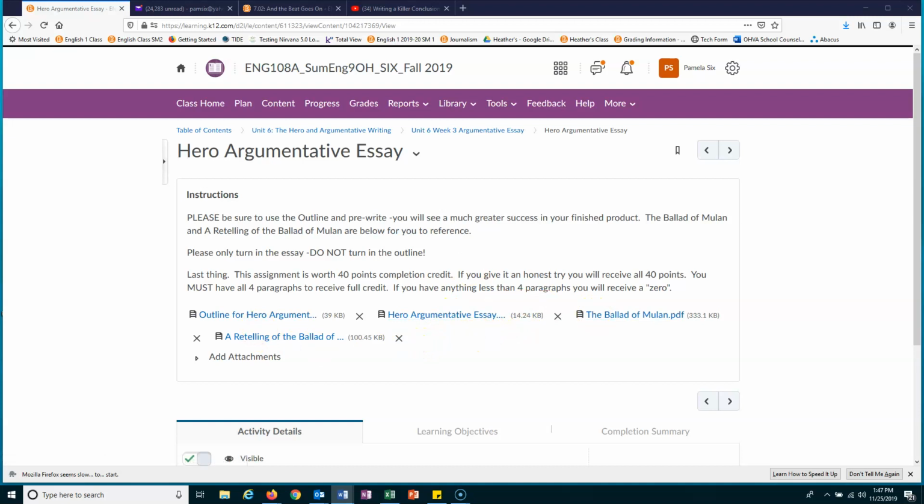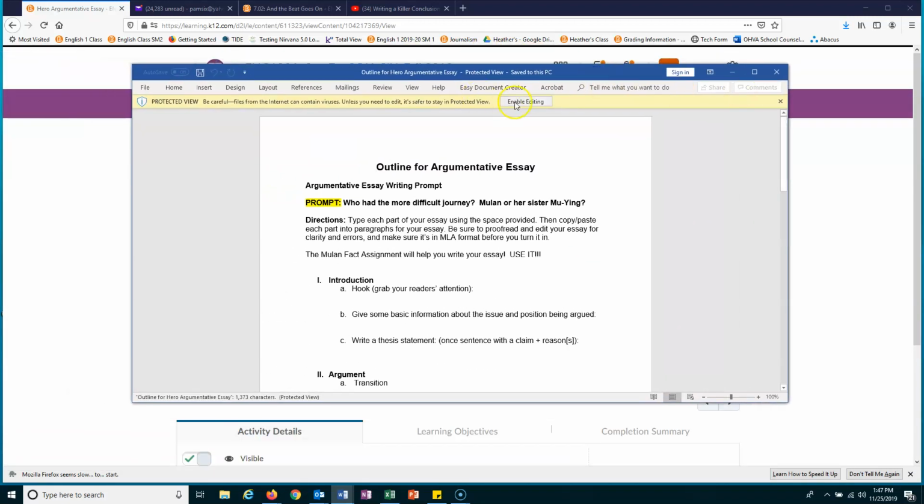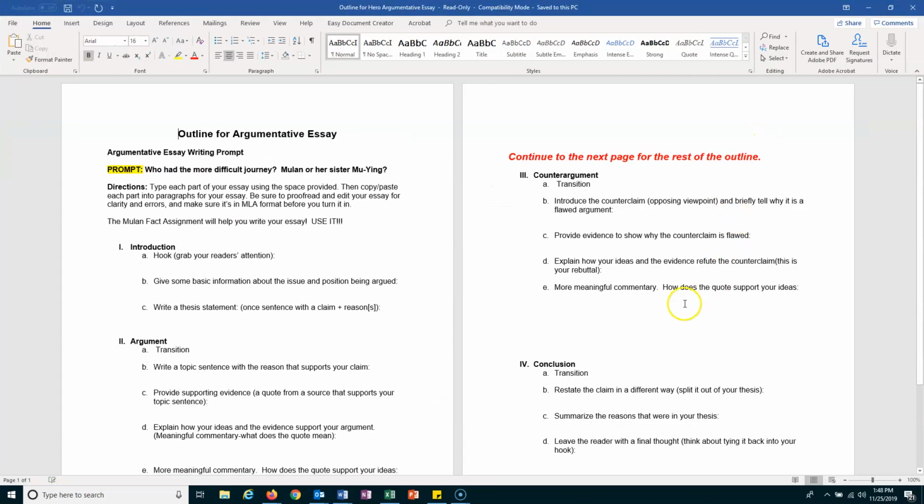So when we look at the outline, you already all know what my philosophy is on pre-writing: you absolutely should do it because it's going to help you with your assignment. The difference for this assignment, however, is that the last time I let you turn in the outline as extra credit. This time the outline is not extra credit. You have the Mulan fact assignment, which is a pretty easy assignment worth 20 points that you should easily earn. That's pre-writing as well.